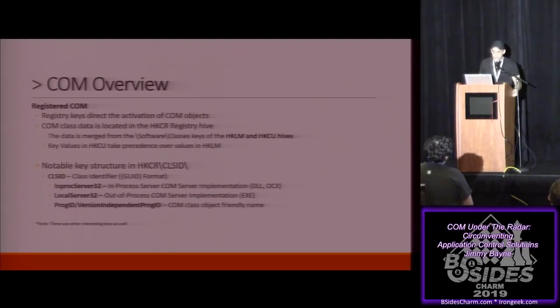So there's a lot of different COM keys. Some of the most important ones actually reside under this class identifier key structure. A class ID is really nothing more than a GUID with squiggly brackets. That in itself actually represents a unique identifier for a COM object. Underneath this class ID subkey structure, you have server implementations. There are two, InprocServer32 and LocalServer32.